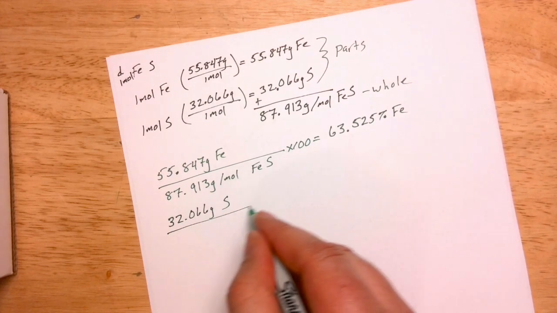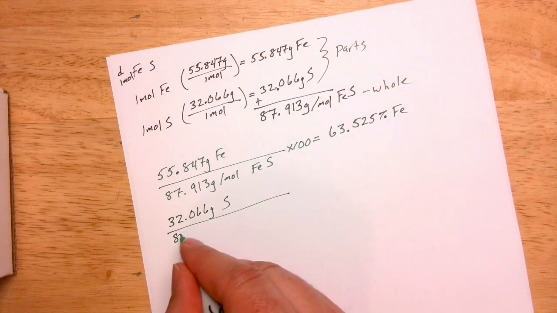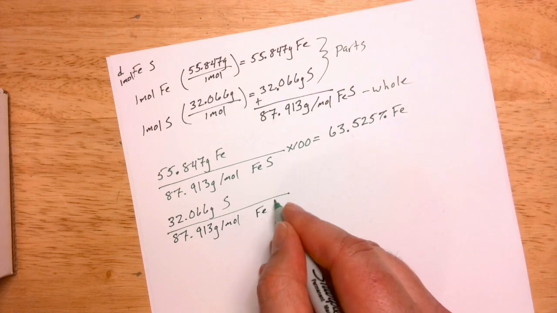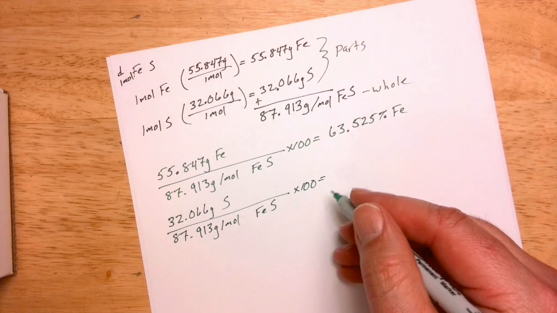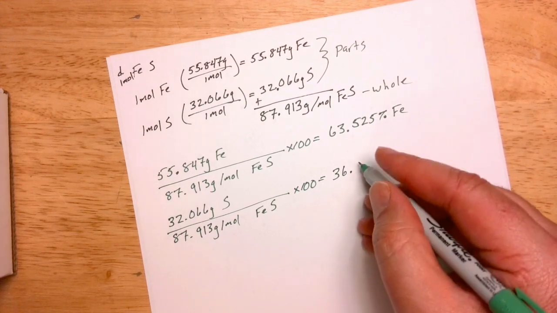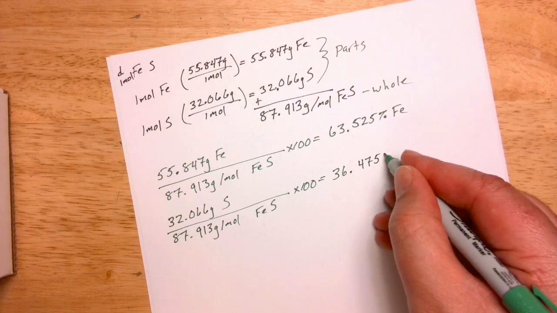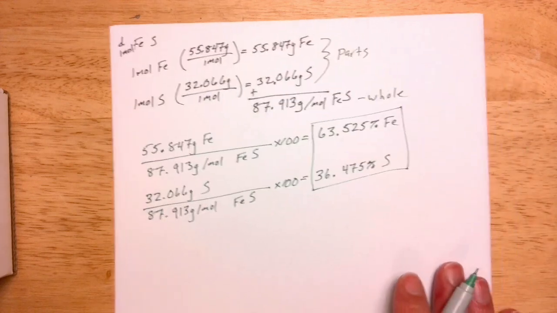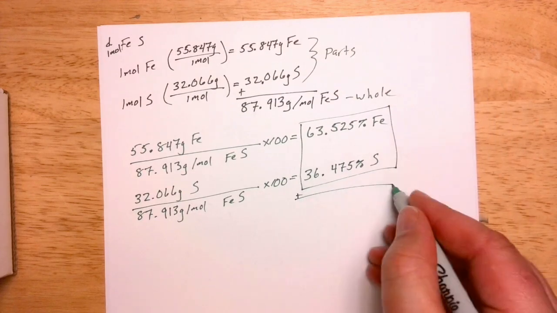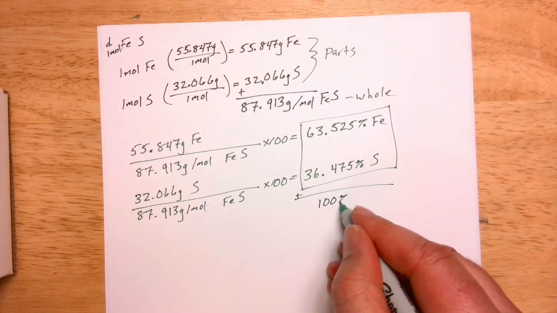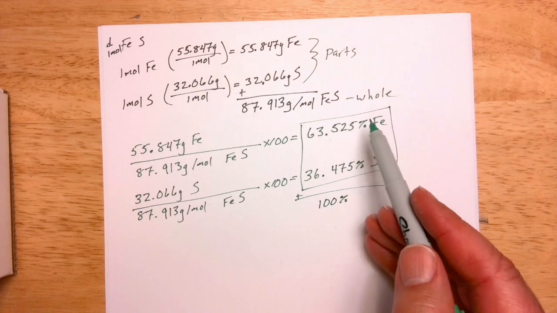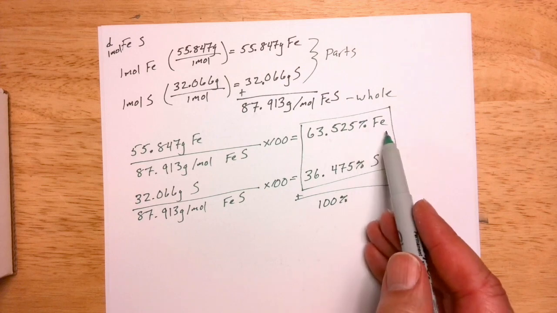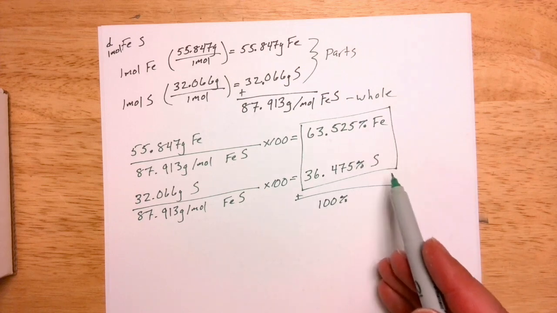grams of sulfur in comparison to the whole thing of 87.913 grams per mole of ferrous sulfide, times 100, which comes out to be 36.475% of sulfur. So these two are your final answers here. If you add them together, you get basically 100%. So again, what this means, if I were to measure out 100 grams of ferrous sulfide, I would have 63.525 grams of it will be iron, and 36.475 grams of it will be sulfur by weight.